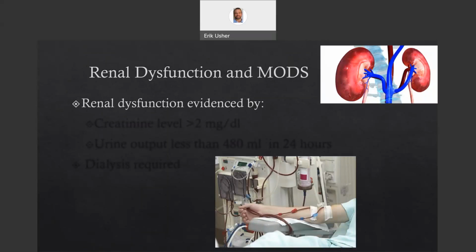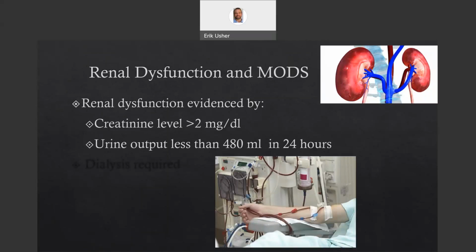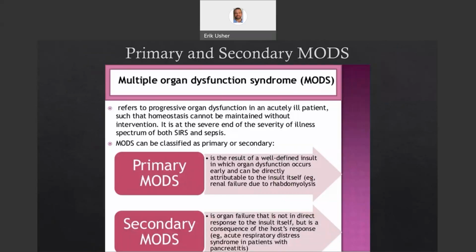So renal dysfunction in MODS, again, is evidenced by creatinine levels greater than 2 milligrams per deciliter, urine output less than 480 milliliters in 24 hours. That's not a lot of urine. And, of course, dialysis is required for these patients.